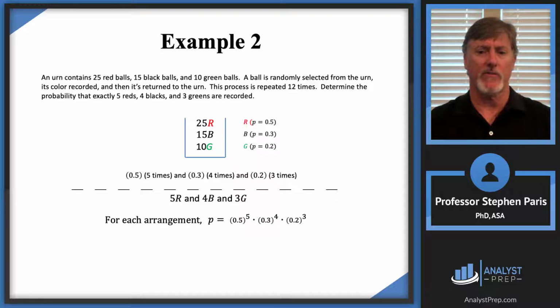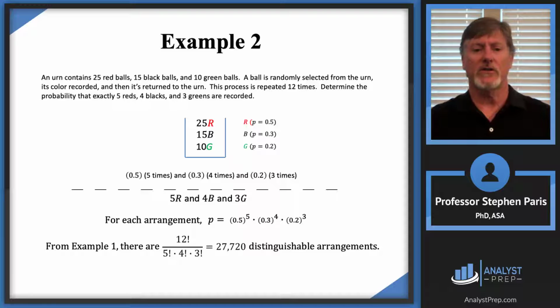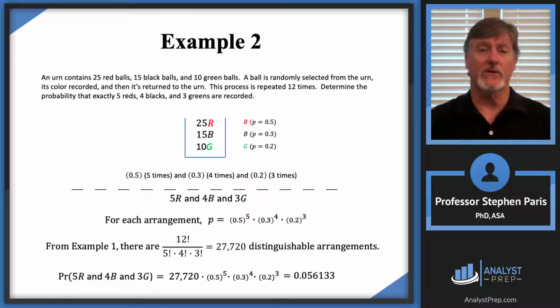And then we need the first example to finish the problem. From the first example, we know that there were 27,720 distinguishable arrangements or distinguishable permutations there. And so the probability, my answer here, the probability of having 5 reds, 4 blacks, and 3 greens in this situation will be the 27,720 times that probability value there, which ends up being about a 5.6% probability.